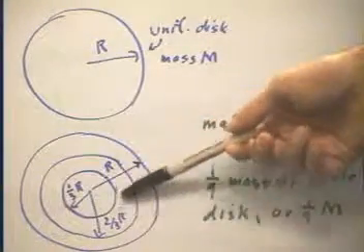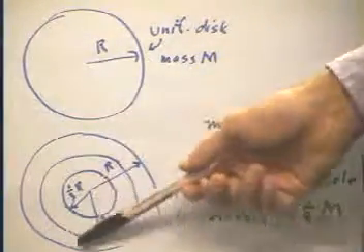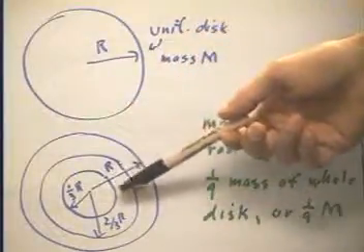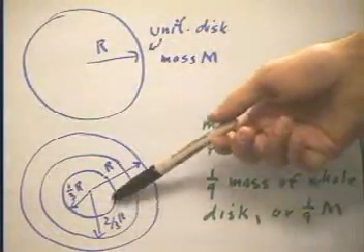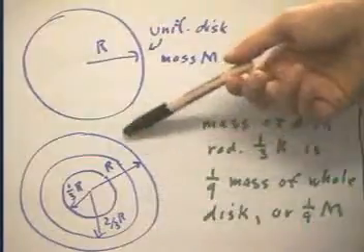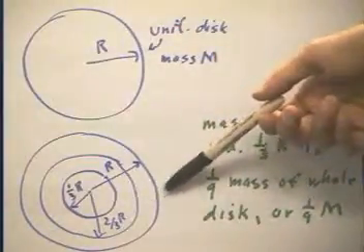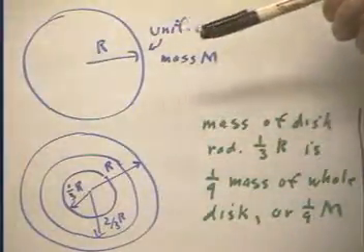The central disk has a radius of 1/3 r. The first ring has an outer radius of 2/3 r and an inner radius of 1/3 r, and the third ring goes from an inner radius of 2/3 r to an outer radius of r.